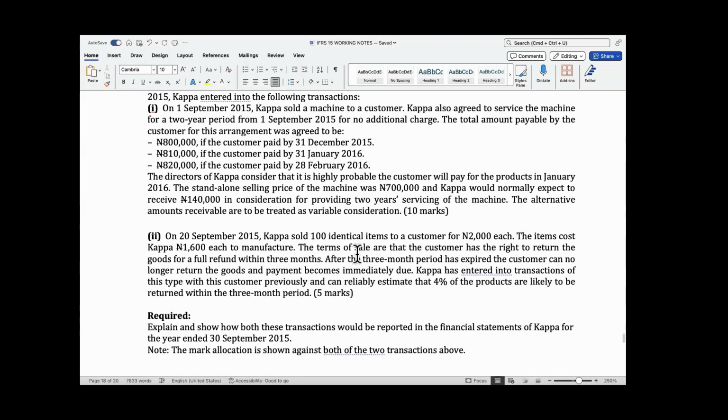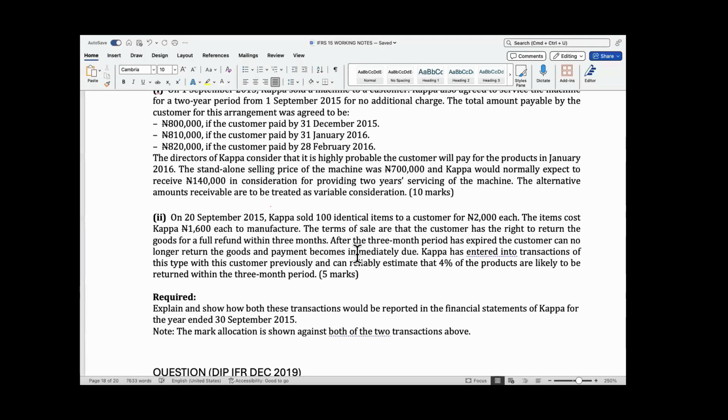2. On 20th September 2015, Kappa sold 100 identical items to a customer for 2,000 naira each. The items cost Kappa 1,600 naira each to manufacture. The terms of sale are that the customer has the right to return the goods for a full refund within 3 months. After the 3 months period has expired, the customer can no longer return the goods and payment becomes immediately due. Kappa has entered into transactions of this type with this customer previously and can reliably estimate that 4% of the products are likely to be returned within the 3 months period required.